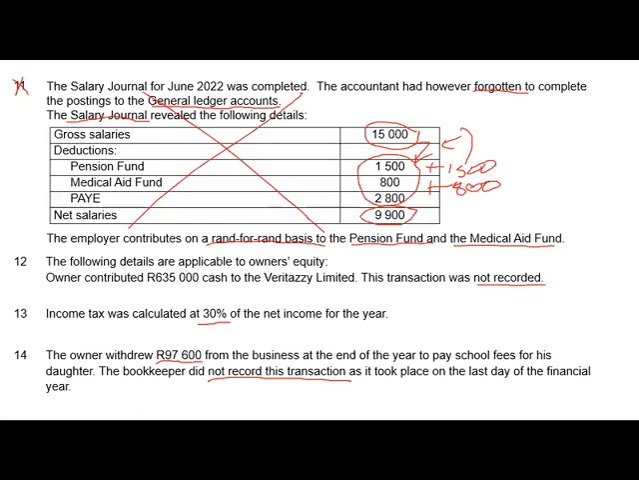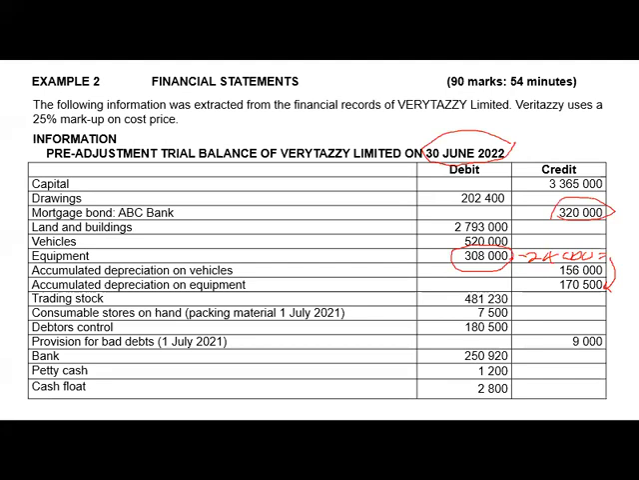All right, let's see how we record that quickly. So we've got the owner that contributed 635,000 cash. This transaction was not recorded. So that will affect two accounts. We are going to debit bank and credit capital. Debit bank and credit capital. But before I can even try anything, I need to look at my balances. My bank balance is 250,920. And when you add all of these up, they will go to cash and cash equivalents.